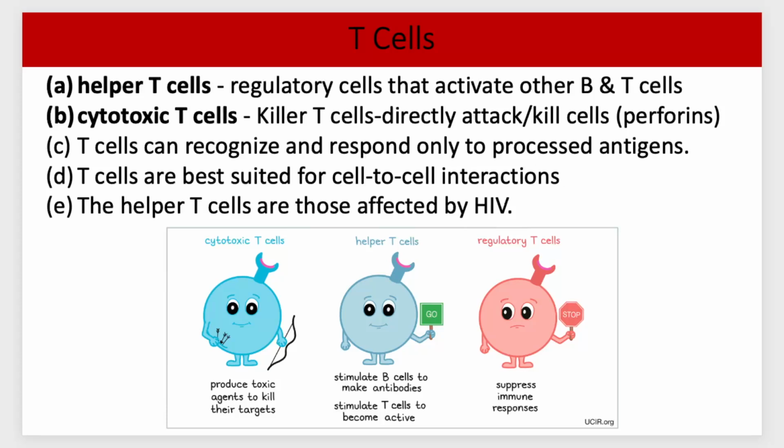So now we've talked about B cells. So let's talk about T cells. We've got two major types of T cells: helper T cells and cytotoxic T cells.